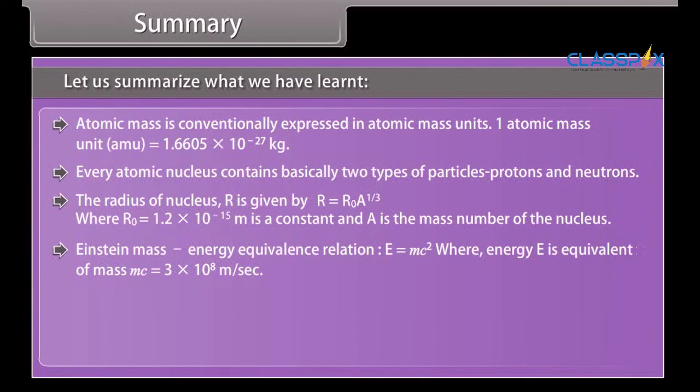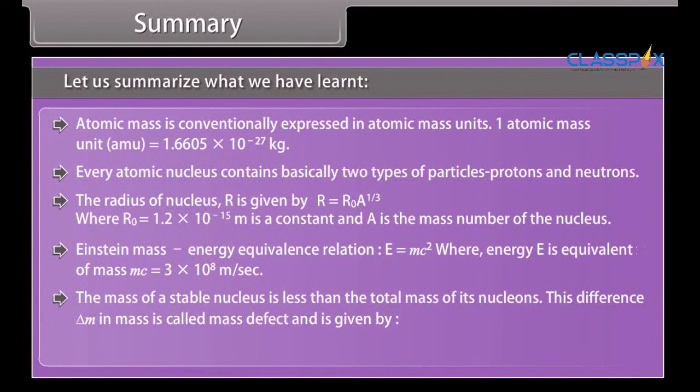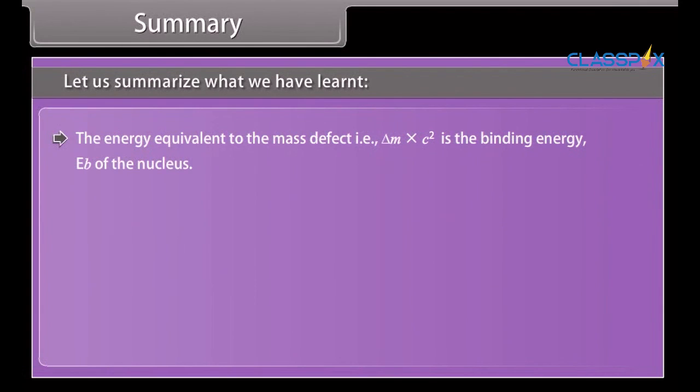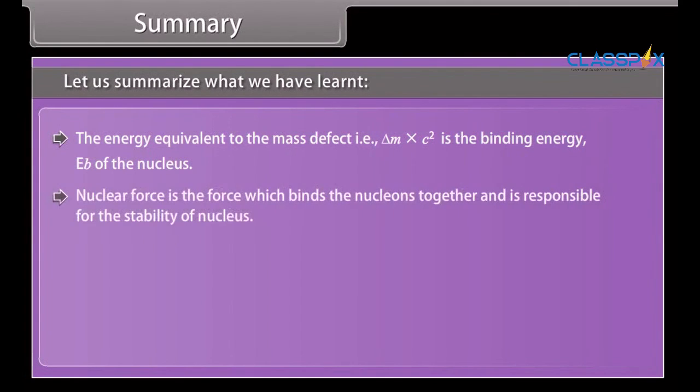The mass of a stable nucleus is less than the total mass of its nucleons. This difference delta m in mass is called mass defect. The energy equivalent to the mass defect, that is delta m times c squared, is the binding energy, EB, of the nucleus. Nuclear force is the force which binds the nucleons together and is responsible for the stability of nucleus.